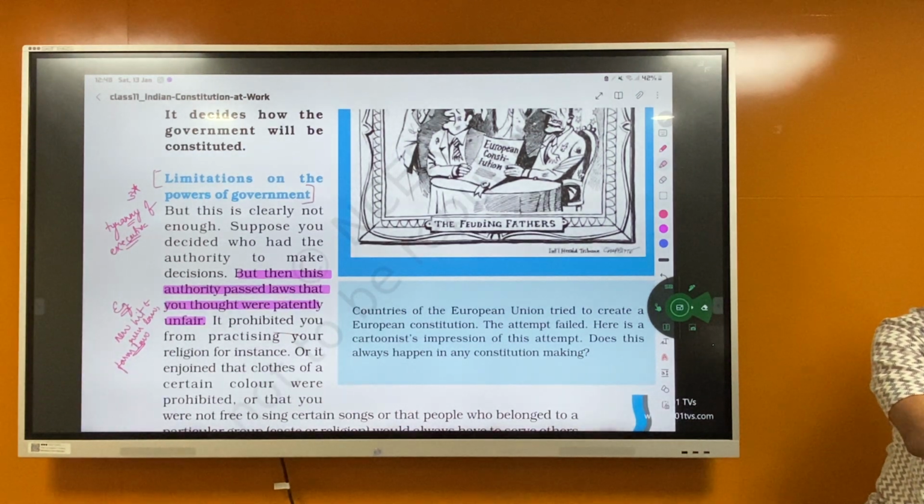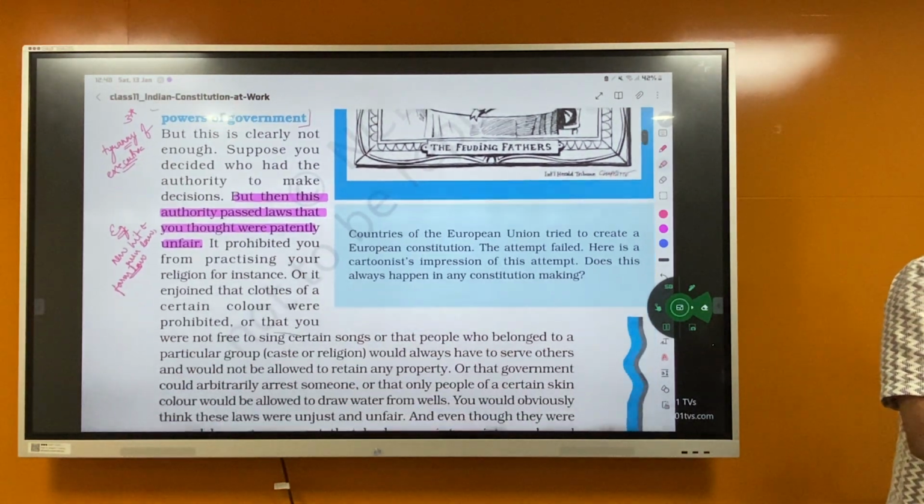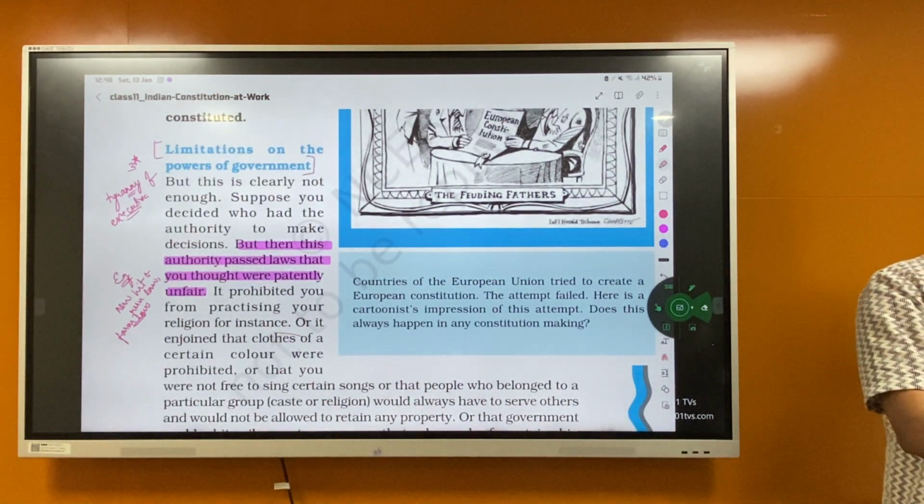Otherwise, if it is not mentioned, government will have absolute, full power. It will be the most powerful person on earth. So how does their power get limited? It is through the constitution.